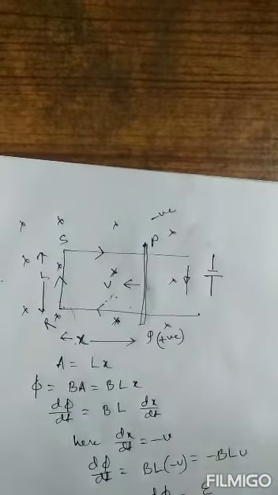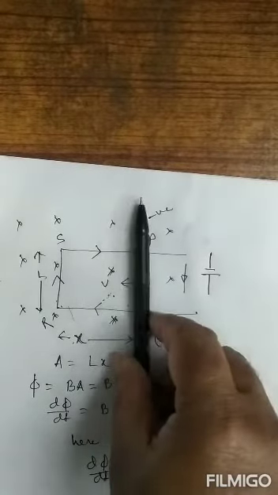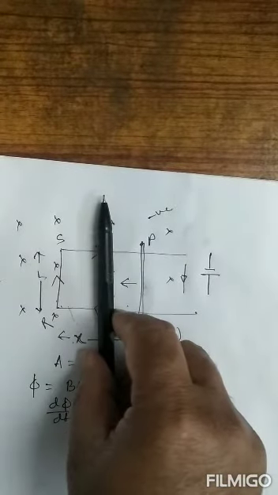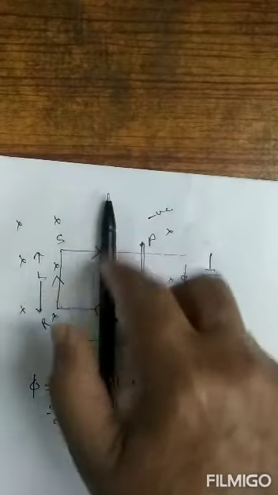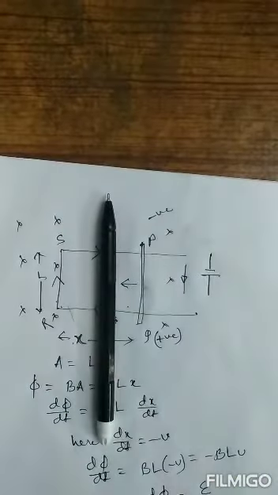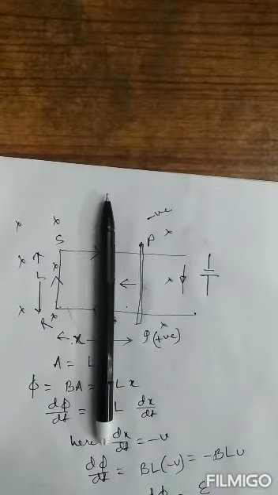Is it clear? That means what is motional EMF? When a conductor moves in a perpendicular magnetic field in a direction perpendicular to its length, an EMF is developed across the two ends of the conductor, and that EMF is called motional EMF.